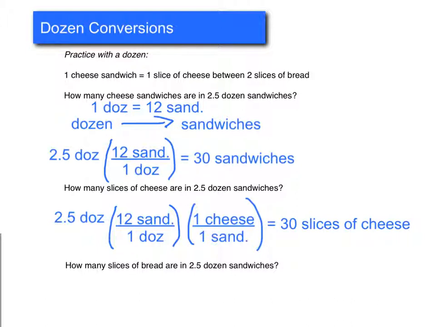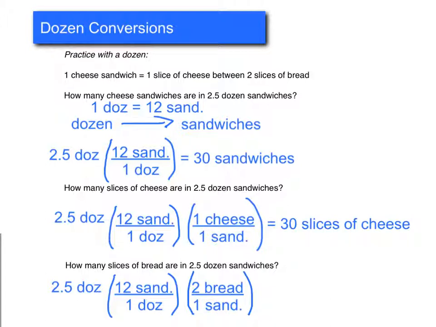Okay? And now the same thing down here. If we have 2.5 dozen sandwiches, how many slices of bread is that going to be? So this part is going to look very similar to what we just did, except that instead of 1 cheese, we're going to have 2 slices of bread in 1 sandwich as our last conversion factor. So 2.5 dozen sandwiches has 60 slices of bread.